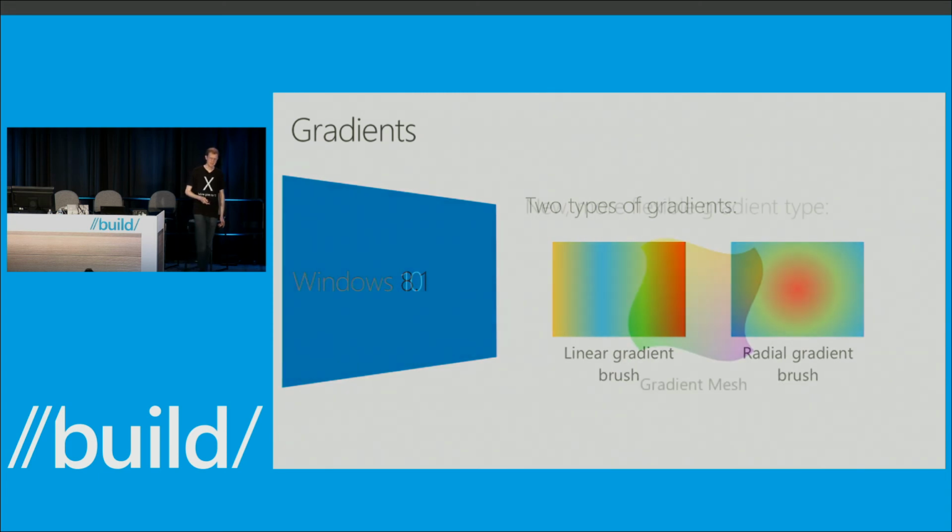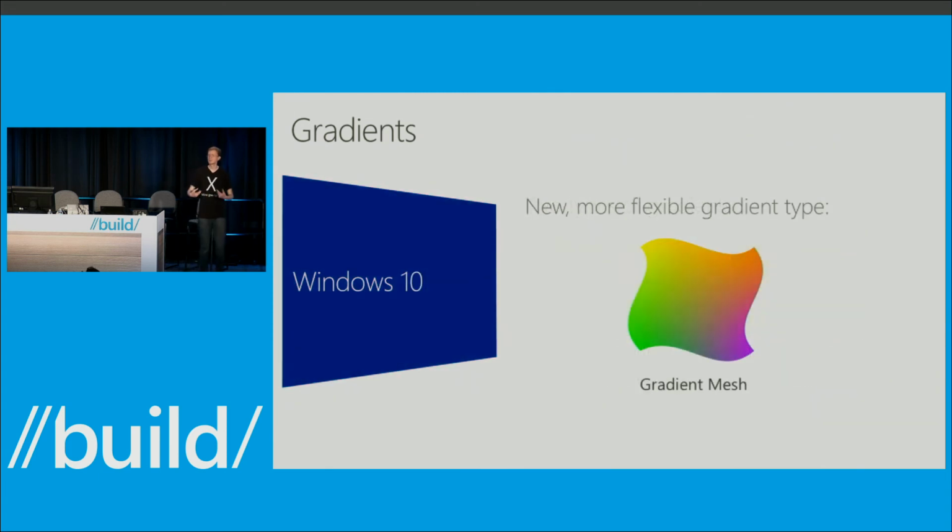Well, in Windows 10, we're exposing a new type of gradient, which is a gradient mesh. These are a much more flexible type of gradient. And unlike linear and radial gradients, it's not a brush. It's a full-fledged primitive, which means that you can dynamically twist and control the shape. And when you do this, you're actually affecting how the gradient contours flow.